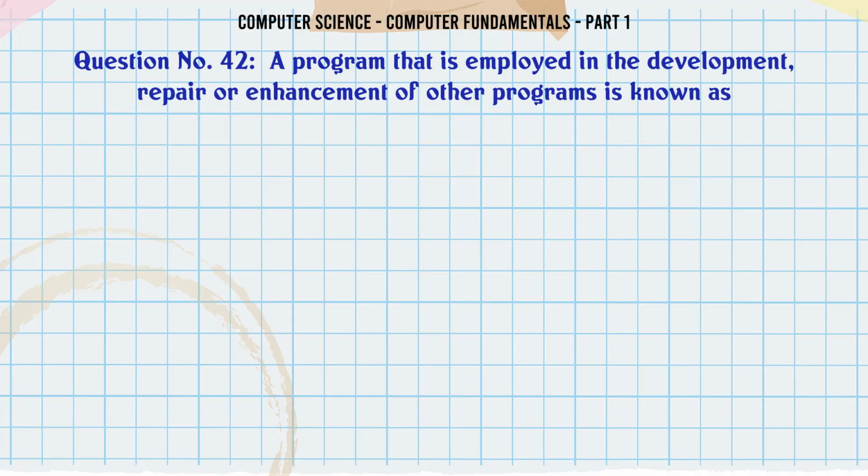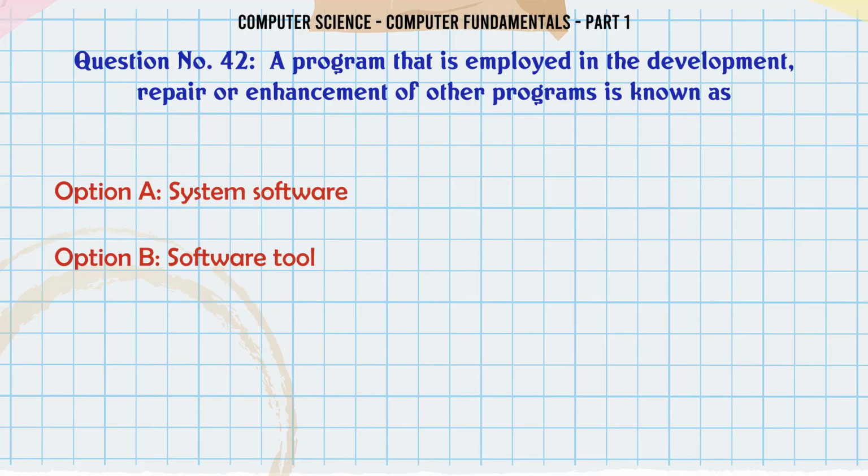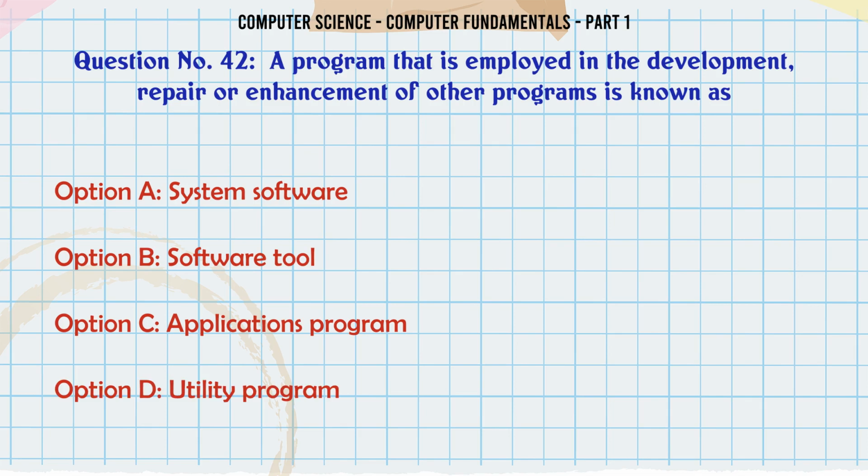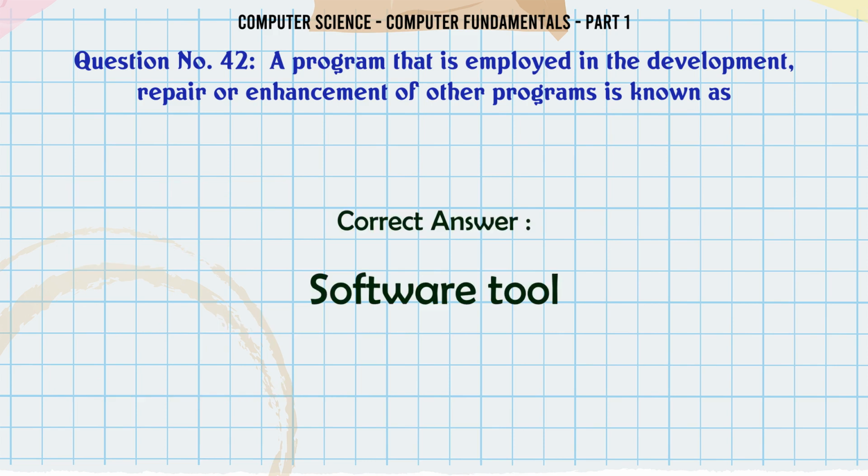A program that is employed in the development, repair or enhancement of other programs is known as A. System software. B. Software tool. C. Applications program. D. Utility program. The correct answer is software tool.